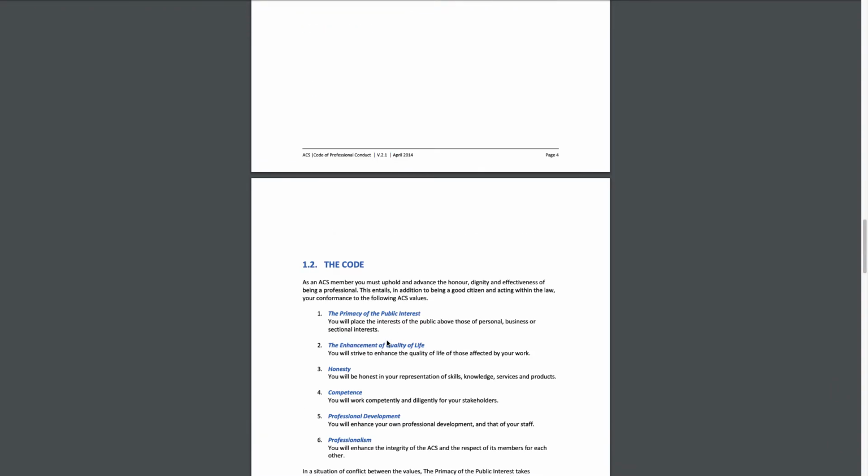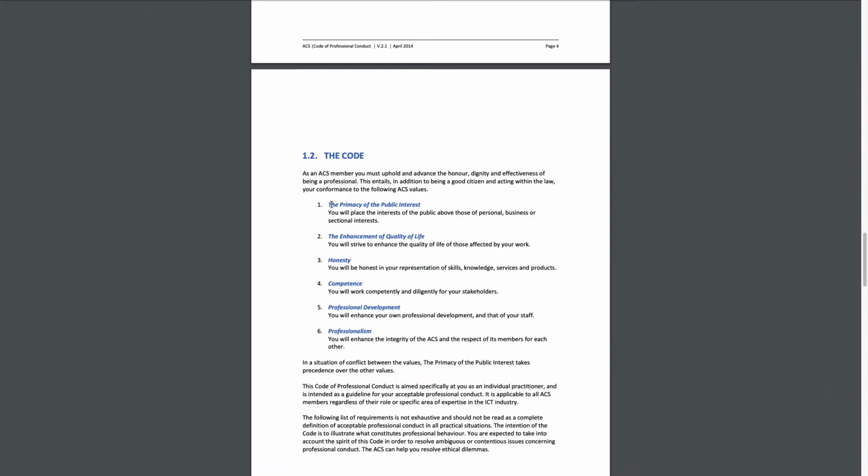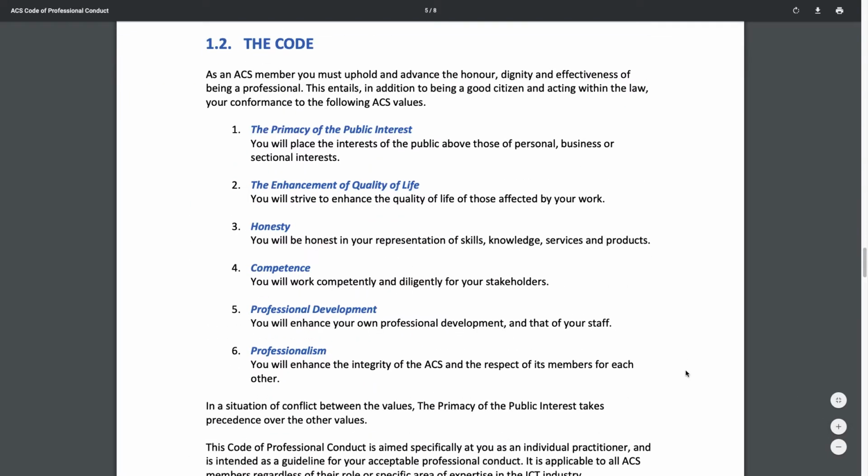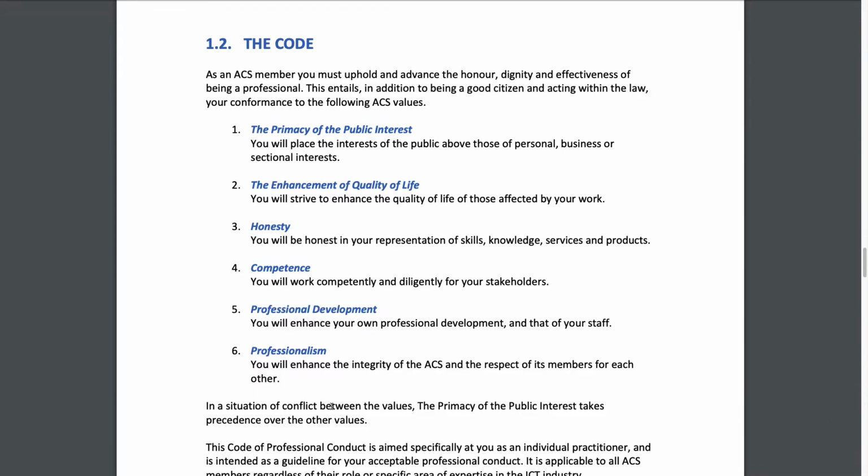You scroll down, and there are 6 values that exist in this code of conduct. These are the 6 rules that we would expect you to follow as an IT professional. And from now on, we begin to follow them as we begin practicing and learning how to be IT professionals.